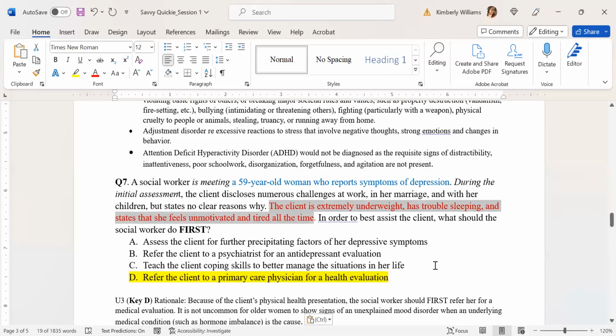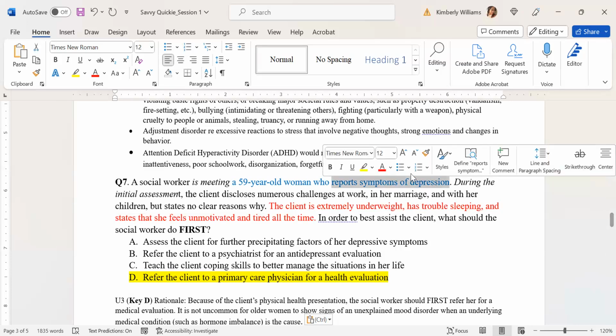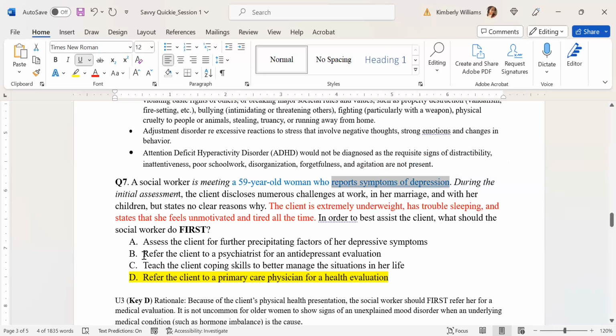So one of the things that I want y'all to pay attention to is how they line these questions up. If somebody didn't realize that you have to pretty much distinguish between the presenting problem and the priority problem, and you looked at this and said, oh, well, we want to focus on her symptoms of depression, then B would be a more plausible answer. If you focus on the fact that she discloses these numerous challenges, then A or C would be a better choice. But focusing on the fact that she has these physical issues seemingly going on, we want to refer her to a physician.